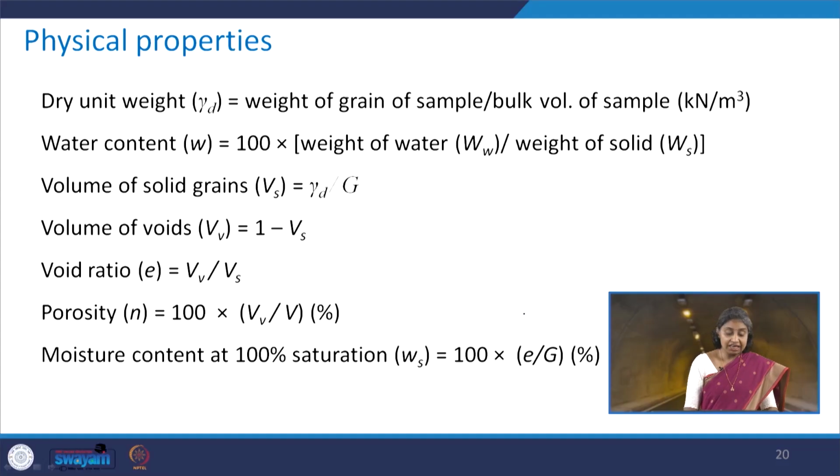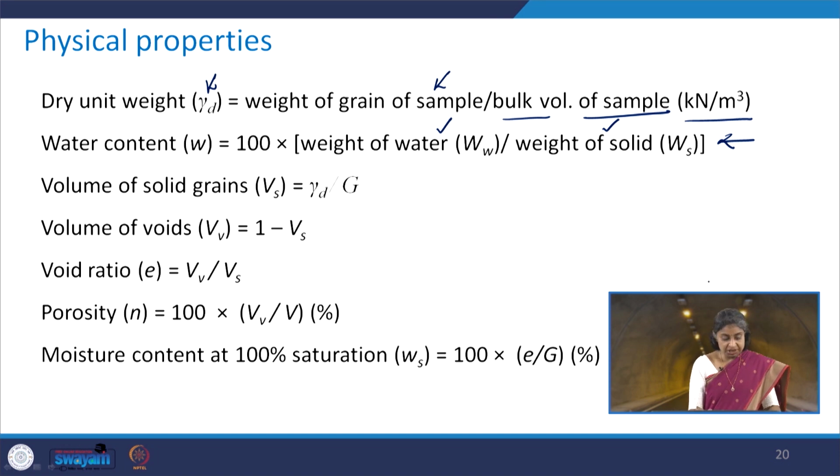Now coming to some of the physical properties, as I mentioned, you are aware of these with reference to soil mechanics, so the definitions remain the same. For example, dry unit weight is represented by gamma d, that is weight of grains of the sample to bulk volume of the sample, and its unit is kilonewton per meter cube. Then the next one is the water content. This is always represented in percentage, that is weight of the water divided by weight of the solid.